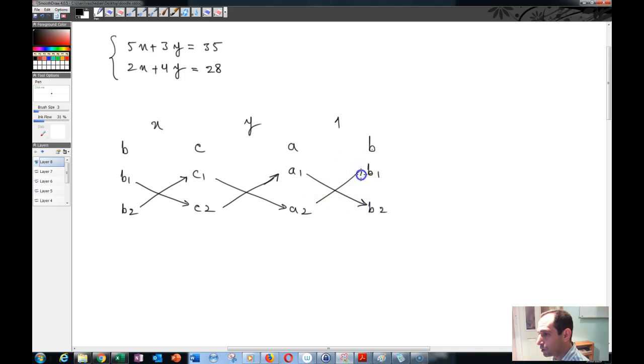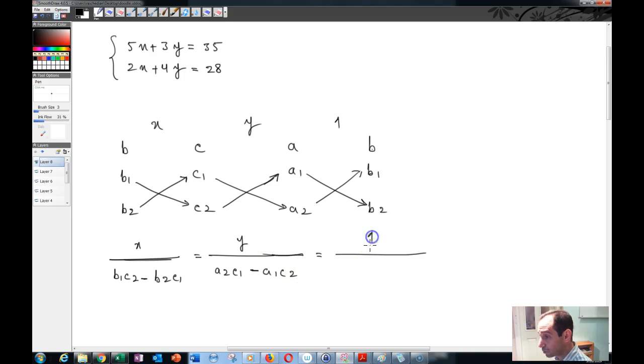this way. So then x is the numerator over b1 c2 minus b2 c1 is equal to y over a2 c1, these two multiplied together, minus these two multiplied together, so a1 c2, and that's equal to 1 over a1 b2 minus a2 b1. So that's the formula that we have.